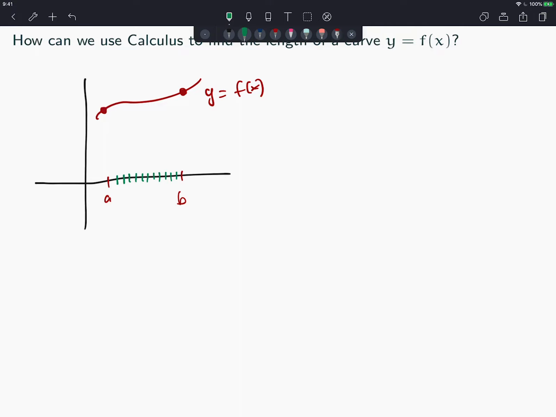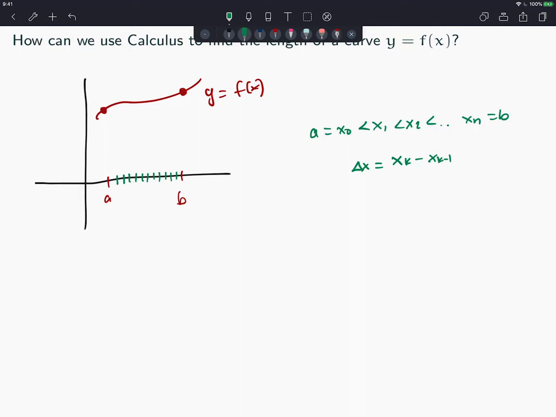subintervals. So I'm going to call this x0 my starting point. Let me write it backwards. Let's make a equal to x0. It's going to be less than x1, less than x2, less than xn. And for this, we're going to call delta x the differences. I'm going to assume that they're all the same. So delta x is the distance between an xk and an xk minus 1.